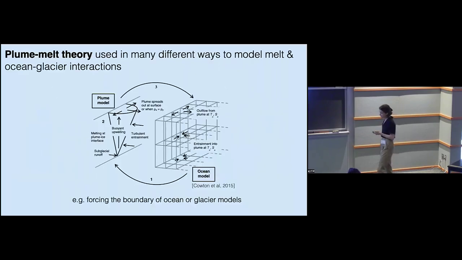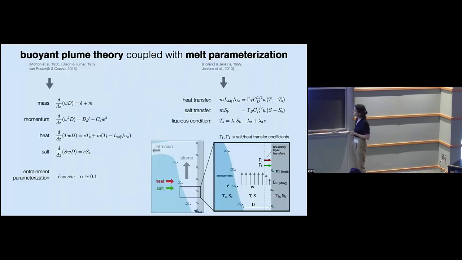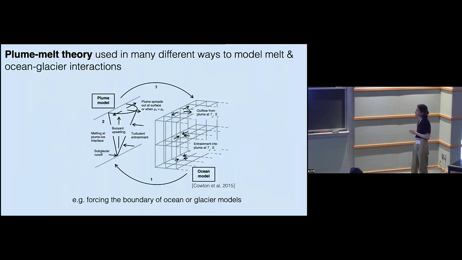When you couple these two things together, it's a really nice self-contained model where you can predict your melt rates as a function of your subglacial discharge flux and your ambient ocean conditions. And it's used throughout the literature studying tidewater glaciers and ocean glacier interactions in all sorts of different ways. It really underlies a lot of our understanding of these ocean glacier interactions.